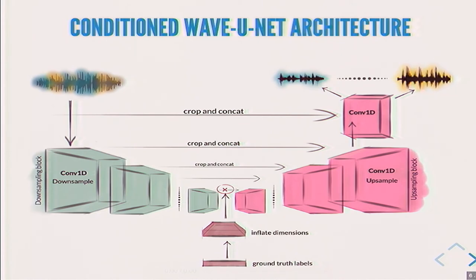Also, in this work we only condition at the bottleneck of the network, the most compressed representation, even though there are different approaches and you can condition on the encoder, on the decoder, or on all the layers of the model, which leads to overfitting.